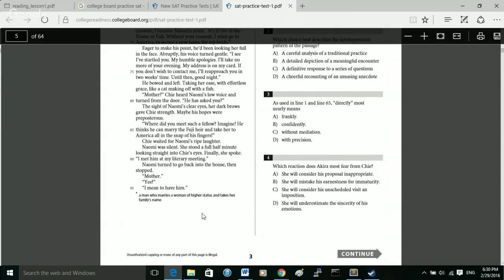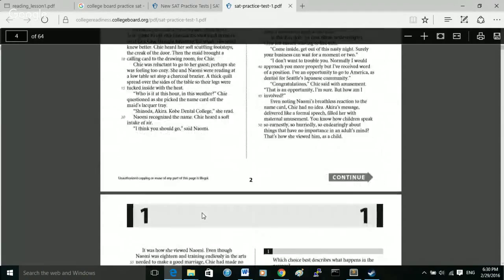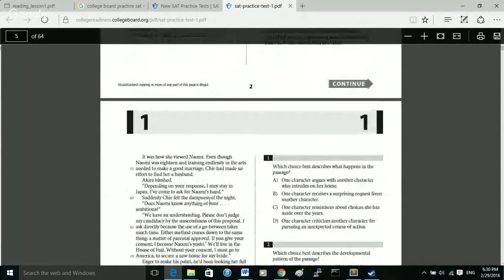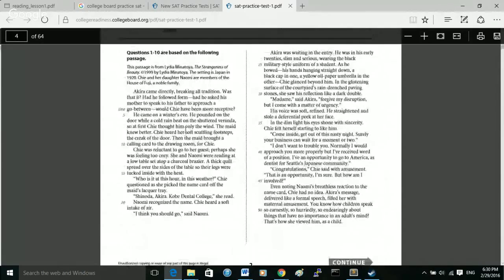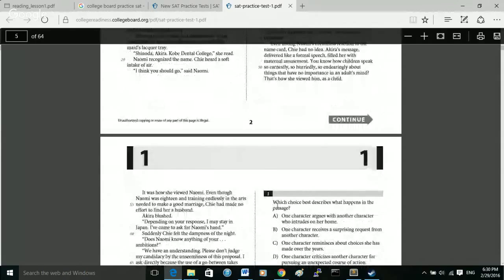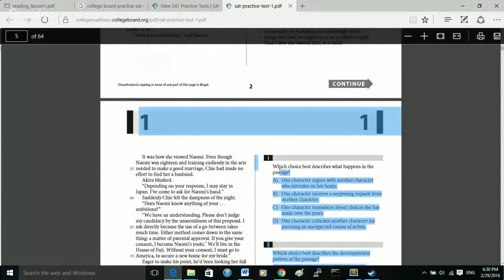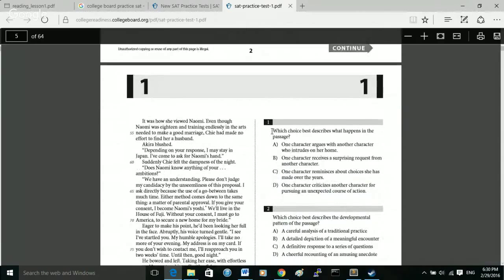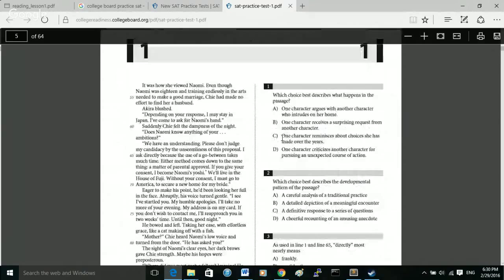So now that we read through the passage, when you're working through the passage, of course, you're going to skim it more quickly because all the very specific questions have already been answered. Everything else left is more general. So question 1. Which choice best describes what happens in the passage? The answer choice A. One character argues with another character who intrudes on their home.